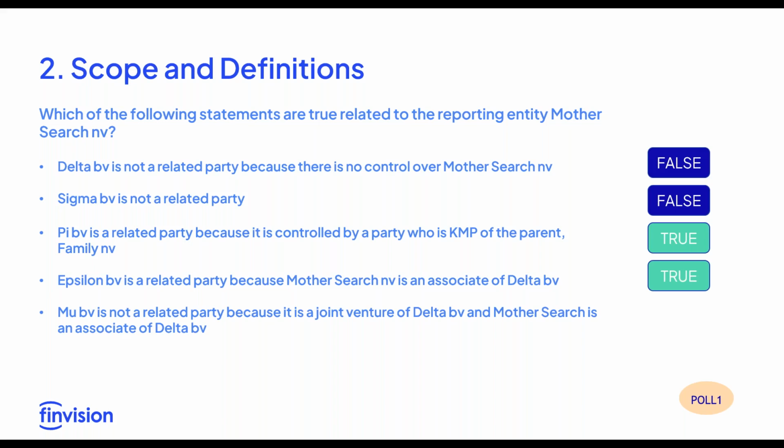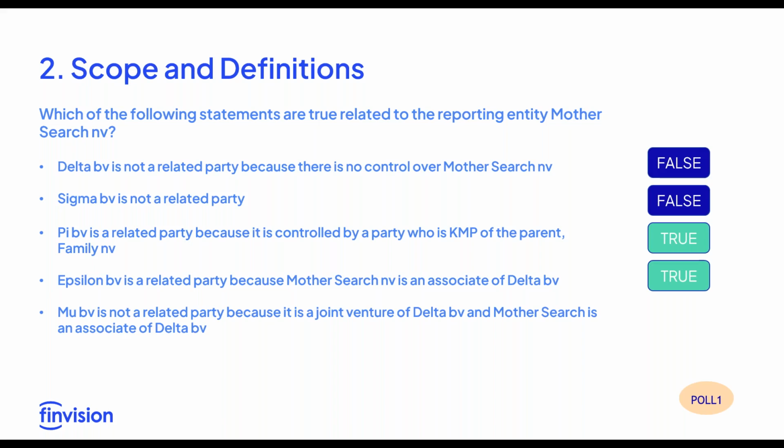Epsilon BV is related to Mother Search because it's an associate of Delta BV. Yes, that's true. So Epsilon is indeed a related party, as Epsilon BV is in the group structure, one of the 100% subsidiaries of Delta, and Delta has a significant influence over Mother Search. And then we have MuBV.